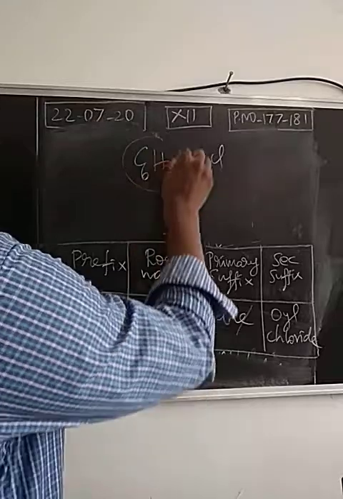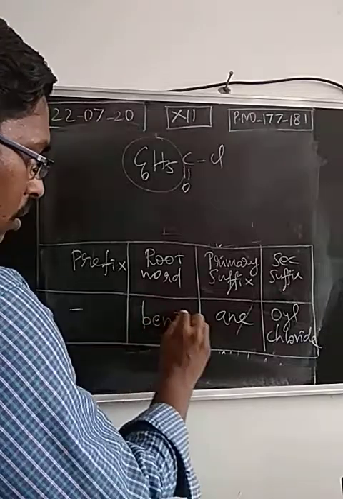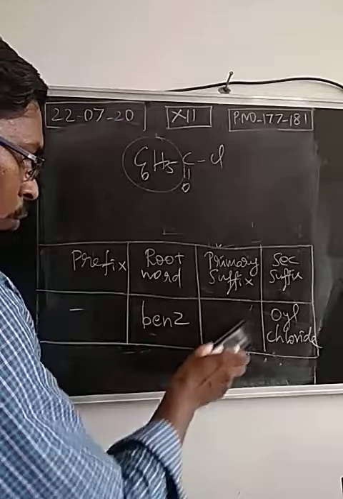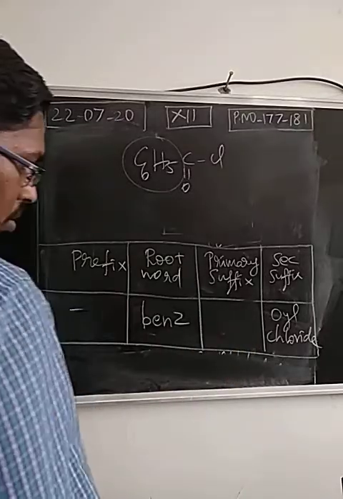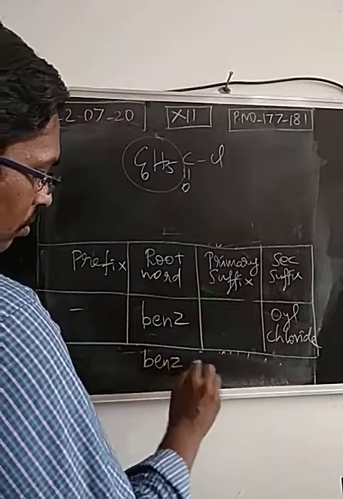We have a benzyl group, sorry, phenyl group. So root word benz. We can omit the primary suffix. Oyl chloride. So this is called benzoyl chloride.